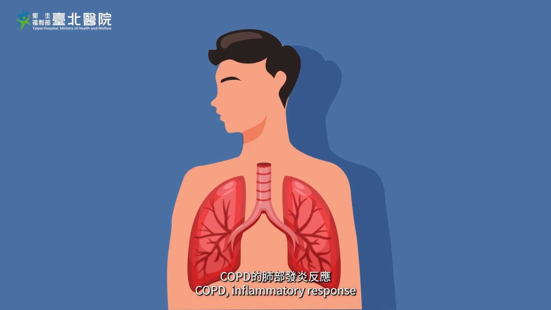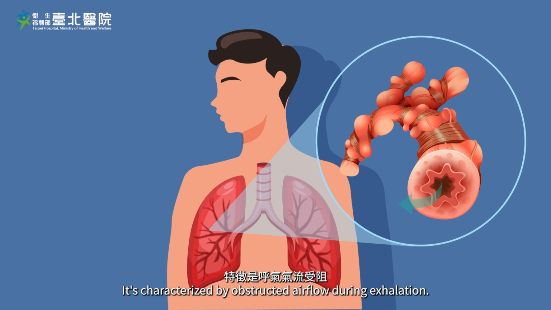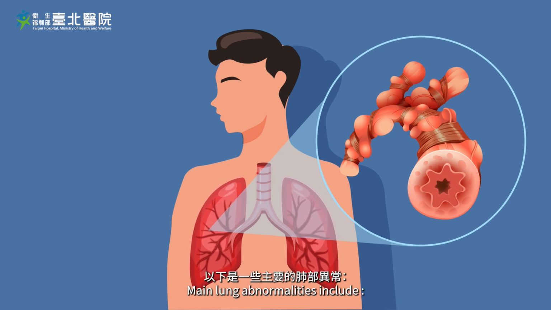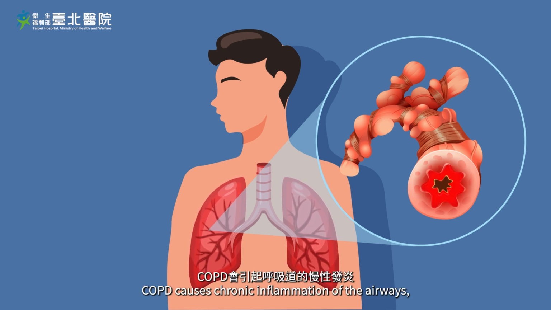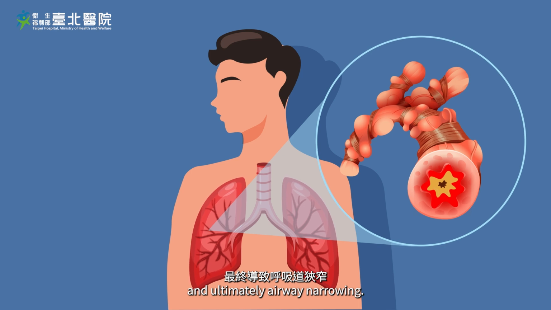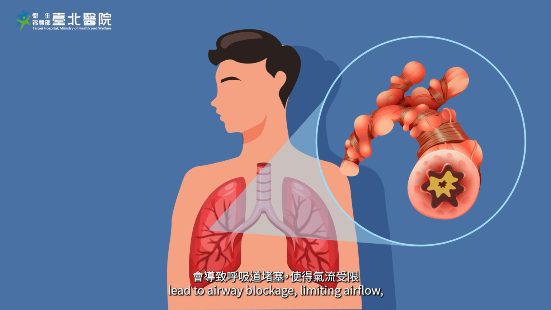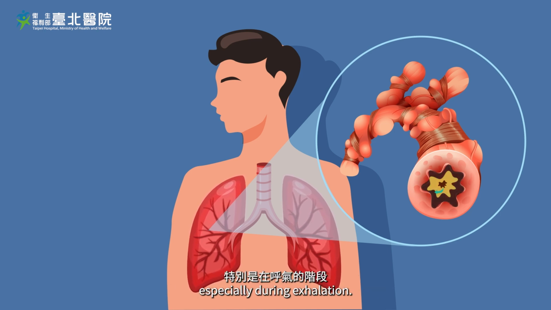COPD's inflammatory response leads to abnormalities in the airways and alveoli. It's characterized by obstructed airflow during exhalation, mostly irreversible. Main lung abnormalities include: 1. Airway inflammation. COPD causes chronic inflammation of the airways, damaging the inner walls, leading to swelling, increased mucus secretion, and ultimately airway narrowing. 2. Airway obstruction. Chronic inflammation and increased mucus secretion lead to airway blockage, limiting airflow, especially during exhalation.